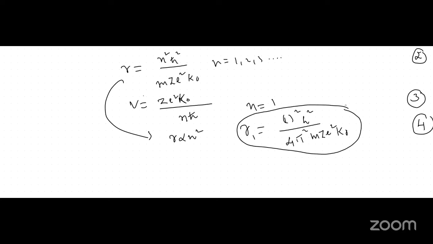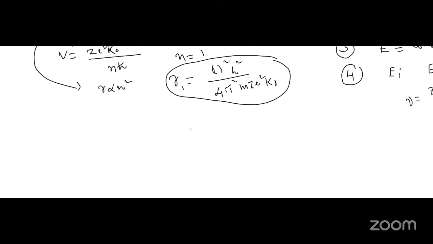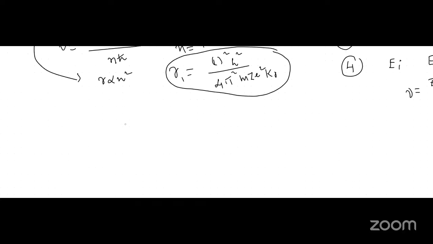By substituting the values of all here, that is h value is 6.66 into 10 to the power of minus 34. 4 is constant, pi is constant, 22 by 7, and m is the mass of the electron, that is 9.1 into 10 to the power of minus 31 kilograms. Z is 1 for hydrogen atom, and e is the charge of the electron, that is 1.6 into 10 to the power of minus 19. And k is 9 into 10 to the power of 9. If you substitute, we are going to get the R1 value as 5.28 into 10 to the power of minus 11 meters. That is the radius of the first orbital we have.